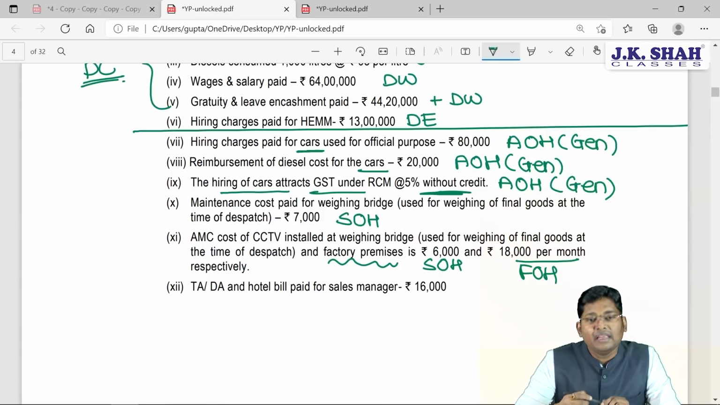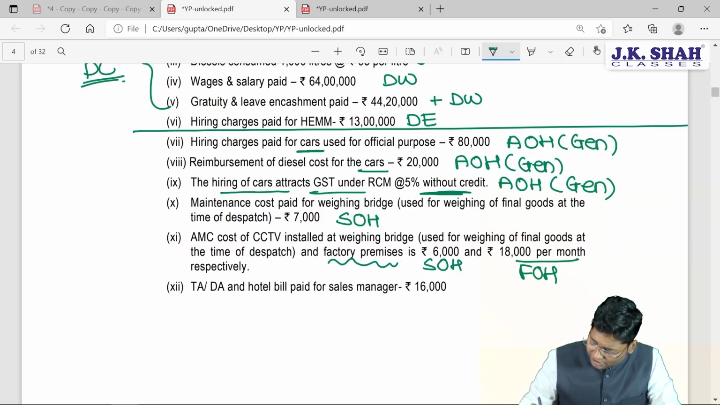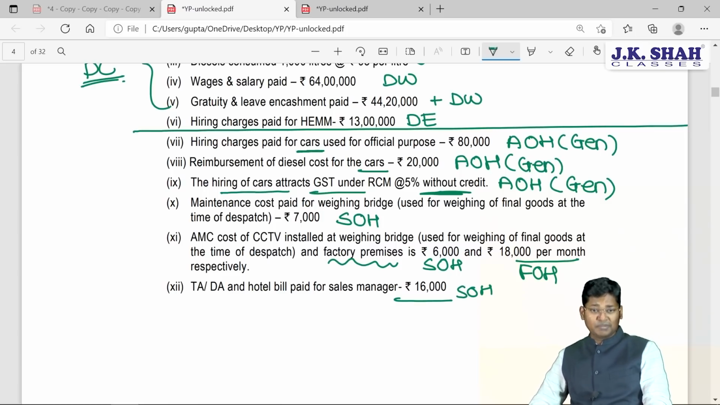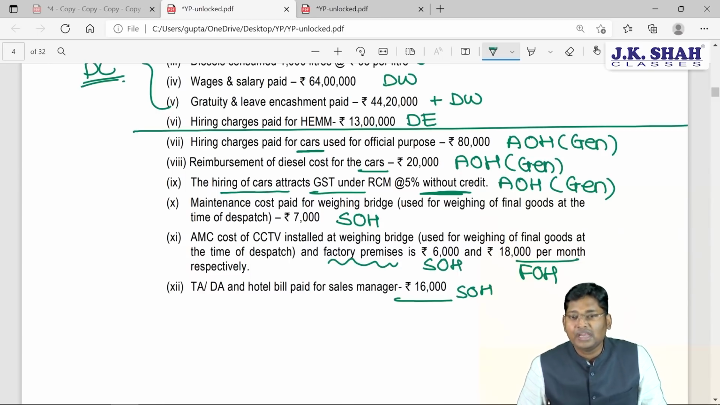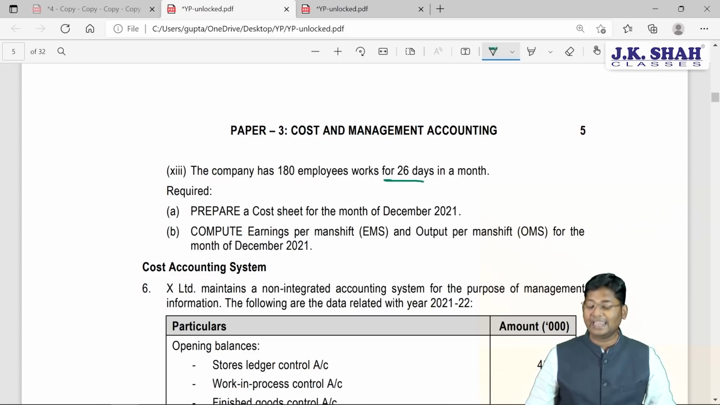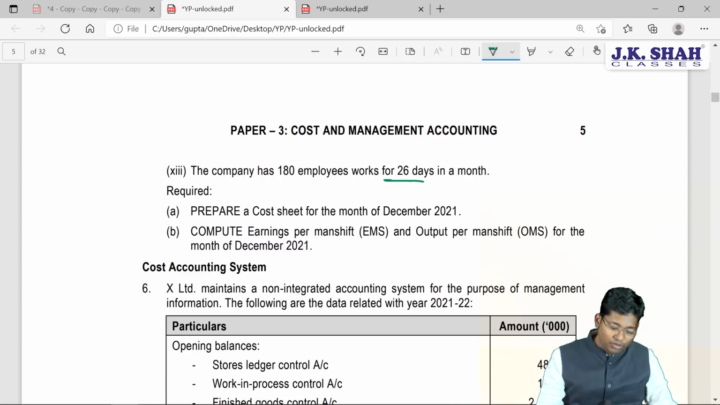Now TA and DA, sir, what is that? Traveling allowance and dearness allowance, and hotel bill paid for sales manager is given. Whatever expenses you are incurring for selling activity, for sales manager, sales personnel, sales representatives, all these representative related expenses we are going to record under selling overheads. Point number 13: the company has 180 employees and works for 26 days in a month. Each worker is going to work for 26 days, and in all 180 employees are there with the company.